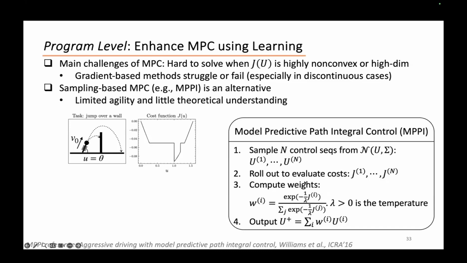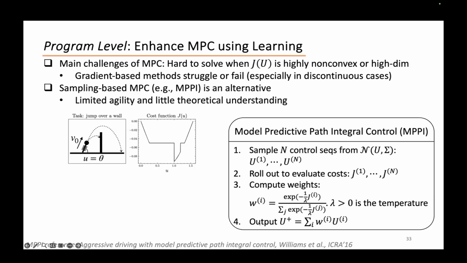Once we have this cost, we compute the weight. We use this kind of softmax to compute the weight, and lambda is the temperature. The smaller lambda you have, the more extreme you are in giving weight to the better samples. This is pretty intuitive. For the better samples, you assign higher weight; for bad samples, you assign smaller weight. And lambda controls how extreme you assign this weight.